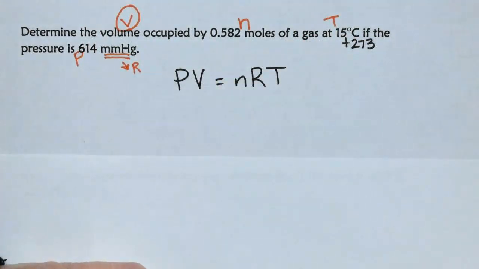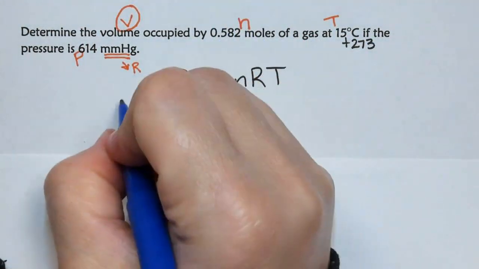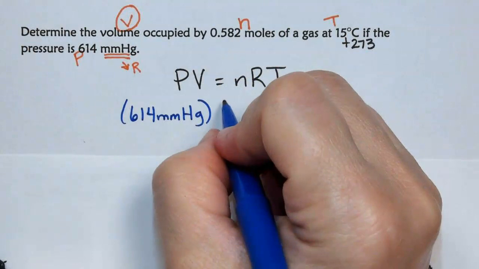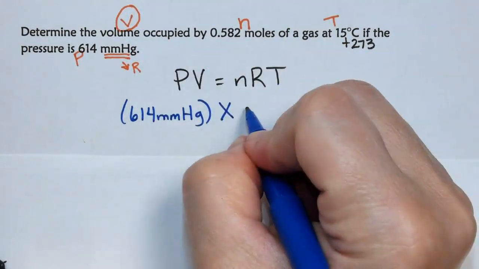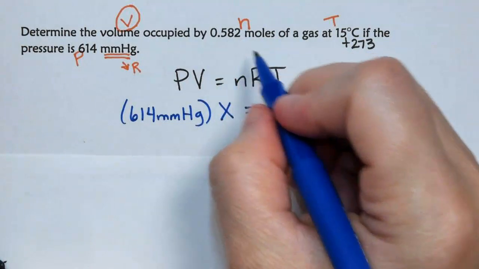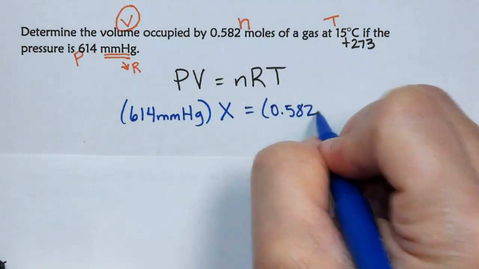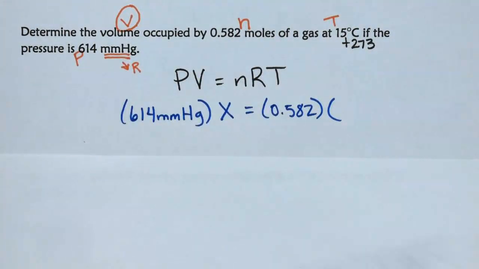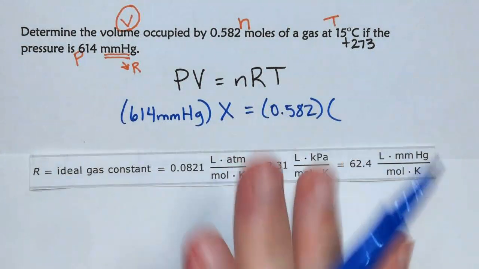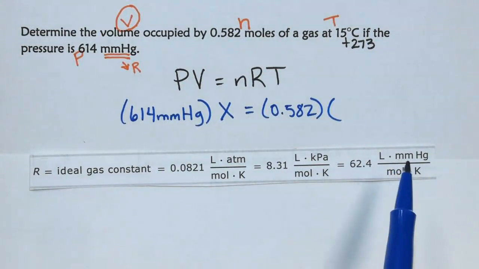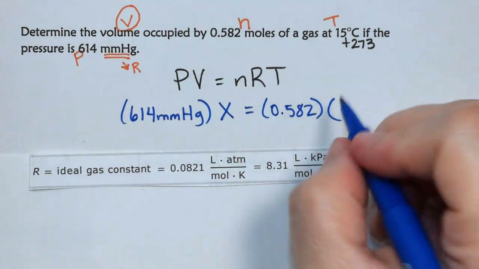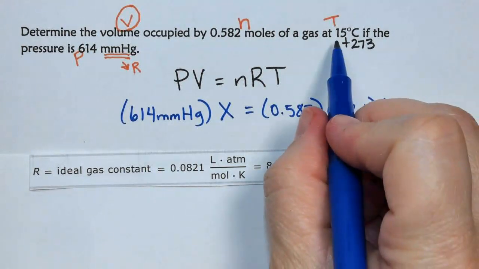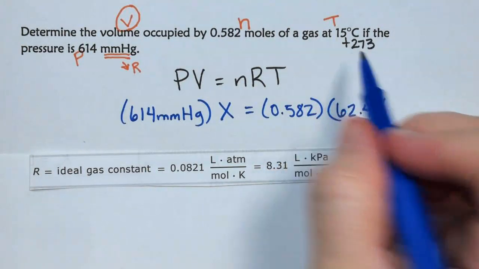We're going to put our variables in now. The pressure is 614 mmHg. The volume is what I'm trying to find, so that's my x, equals my moles, which is 0.582. My R value is going to be the millimeters of mercury from our little reference chart. So if I look here, the R value that goes with millimeters of mercury is 62.4. So this is 62.4. And then my temperature is 15 plus 273, which is 288.